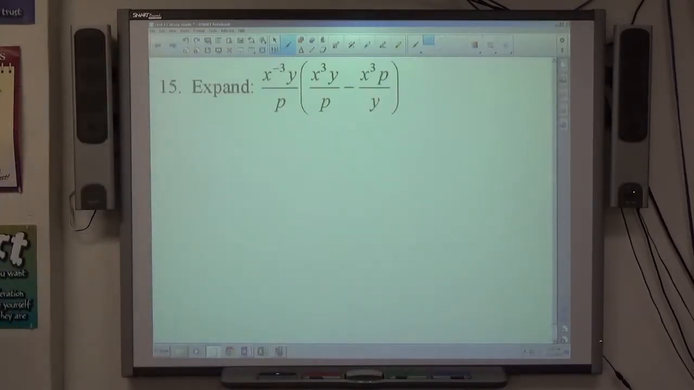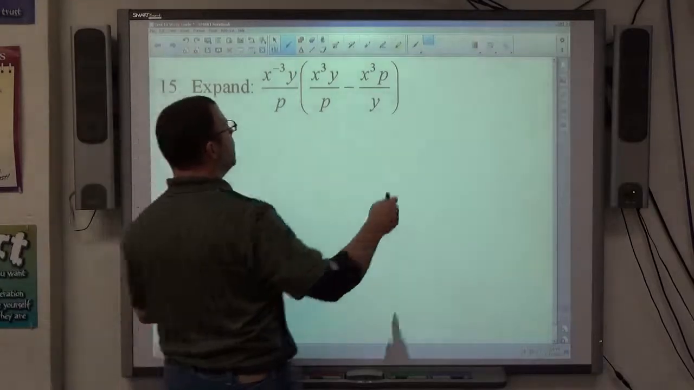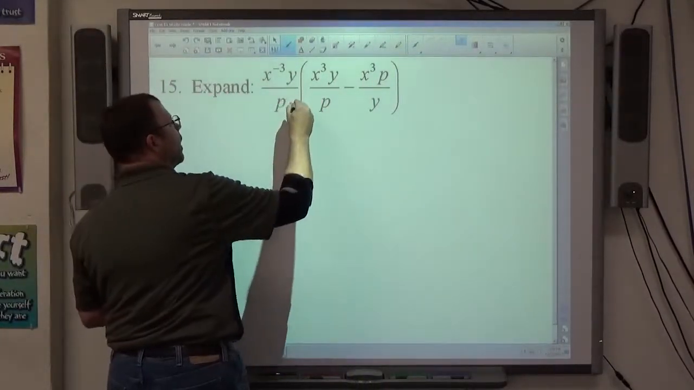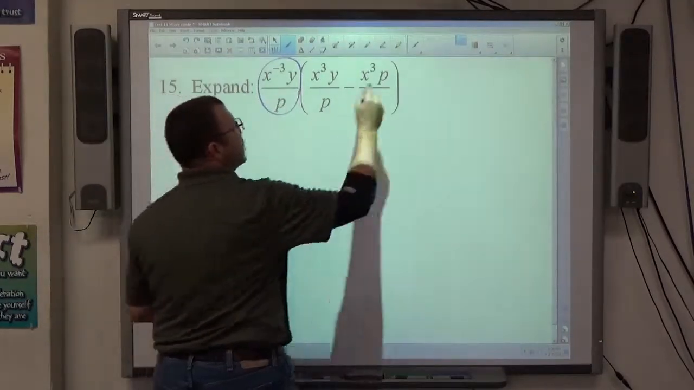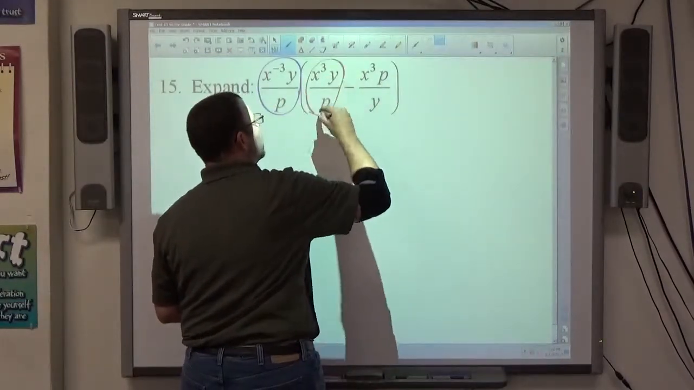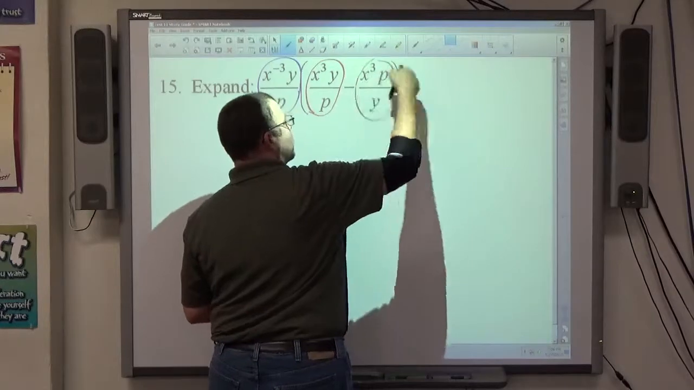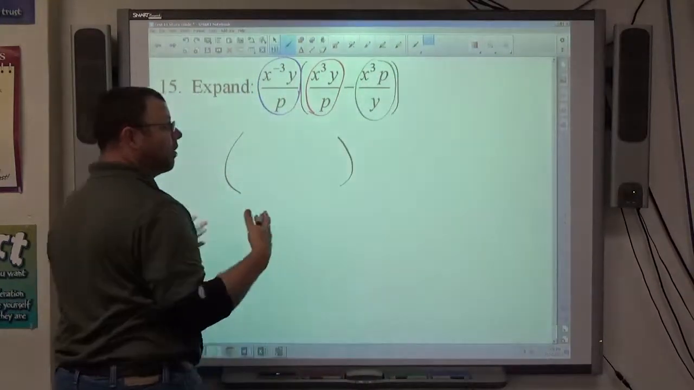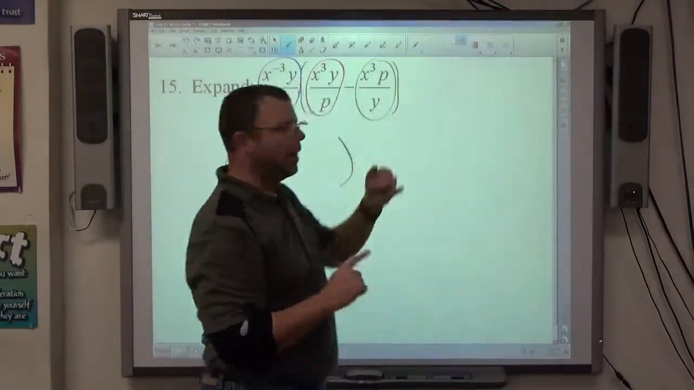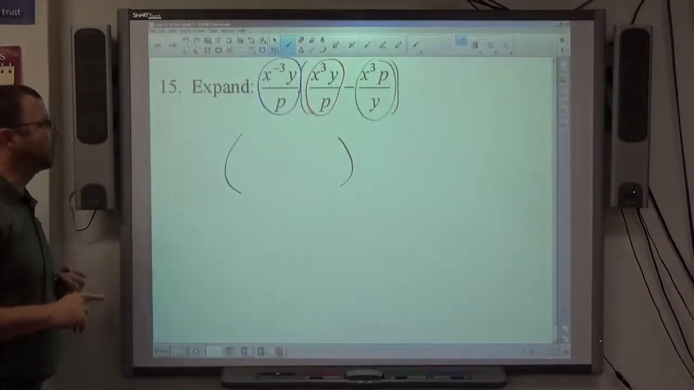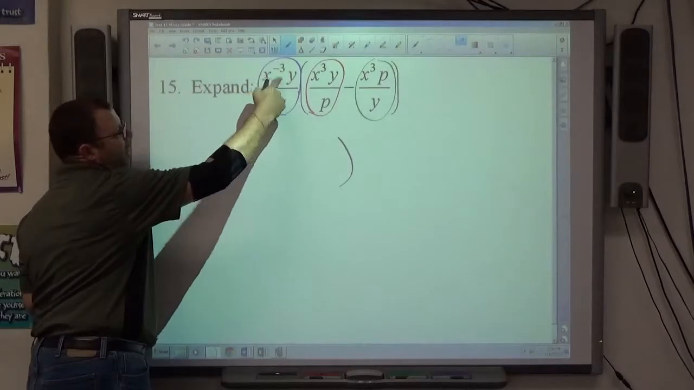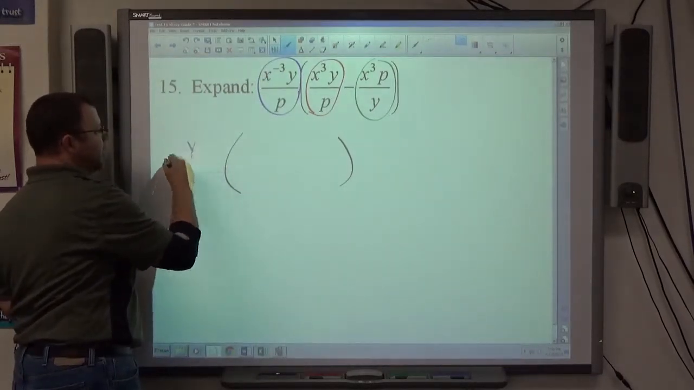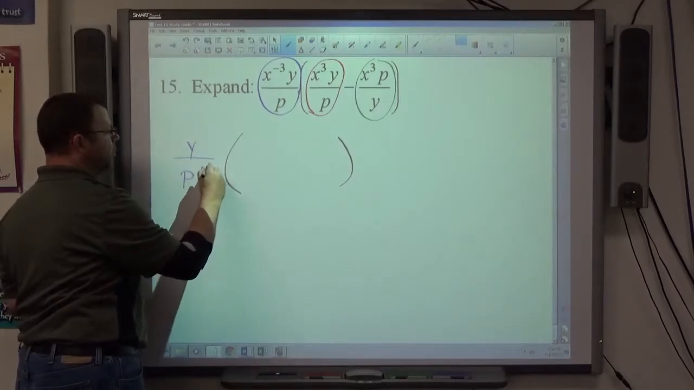Okay, last problem, expand x to the negative 3 y over p times x cubed y over p minus x cubed p over y. This is outside, this is first thing inside, this is second thing inside, they're being subtracted. So if I create the same structure and I fix each term to the best of my ability, I don't want negative powers, I don't want multiple letters of the same type. So this one, the blue, x, y, and p are all different. That's good, but x is the negative power. So y stays on top, p stays on the bottom, x cubed moves on the bottom.